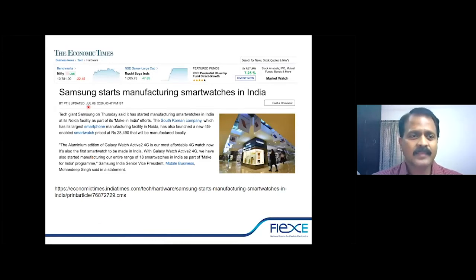And also what we are seeing is the response from the global industrial players. This is a snapshot from a newspaper taken July 9th, 2020. Samsung has mentioned that it has started manufacturing smartwatches in India at its Noida facility as a part of its Make in India efforts. So this seems to indicate a very positive field for electronics manufacturing and for further strengthening the ecosystem. And all these bode well for India to take up the manufacturing of flexible electronics and possibly become a leader.